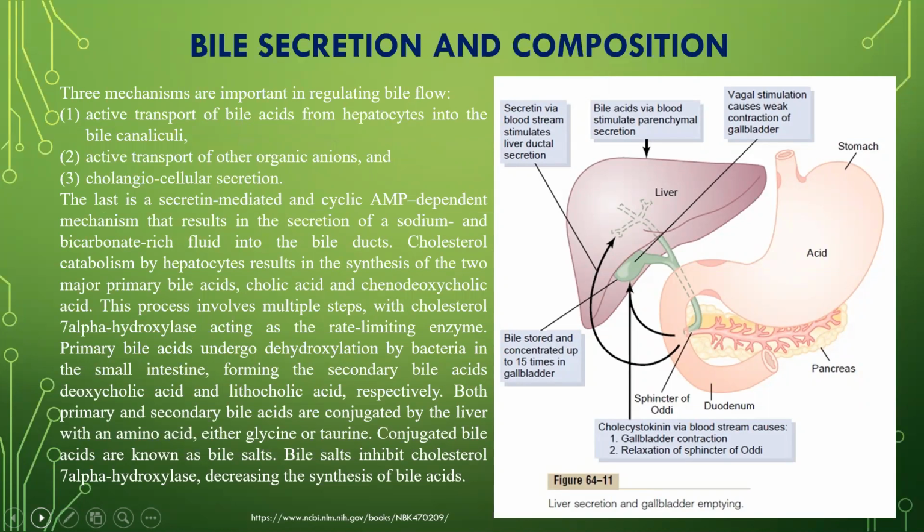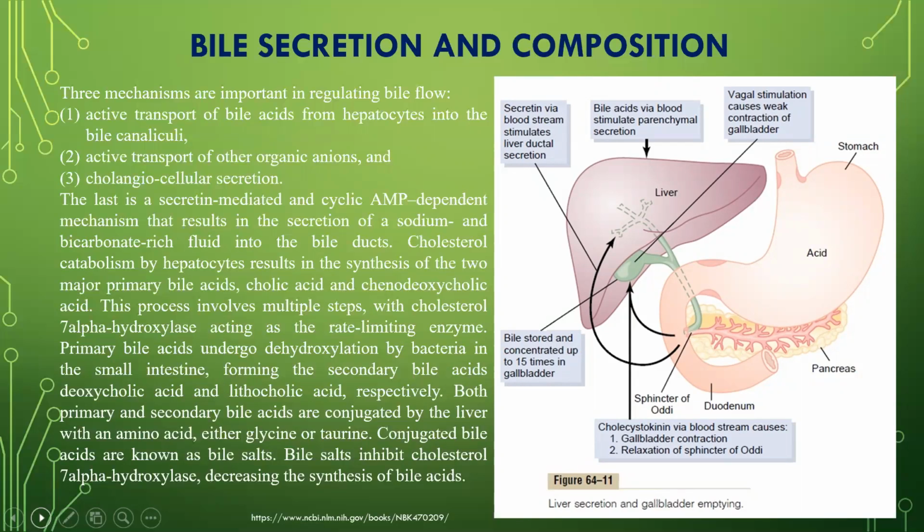Three mechanisms are important in regulating the bile flow. The first one, effective transport of the bile acids from the hepatocytes into bile canaliculi. Second one, active transport of other organic anions. And the third one, cholangiocellular secretion. The last is a secretin-mediated and cyclic AMP-dependent mechanism that results in the secretion of sodium and bicarbonate-rich fluid into the bile ducts.